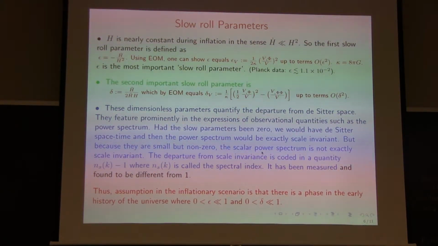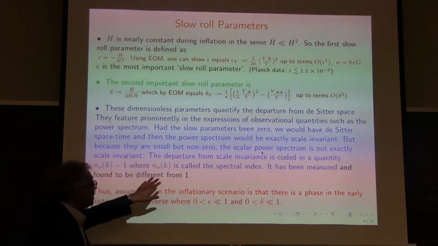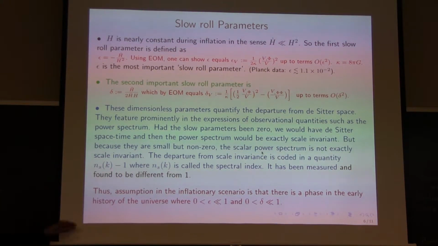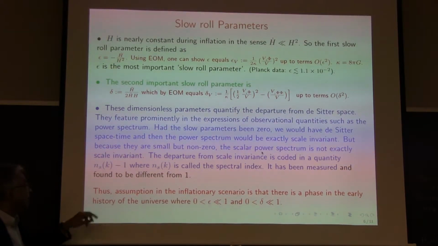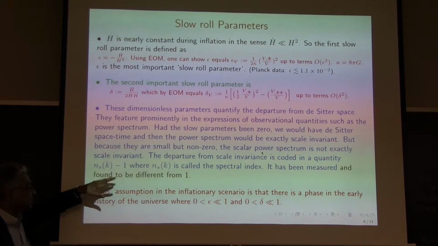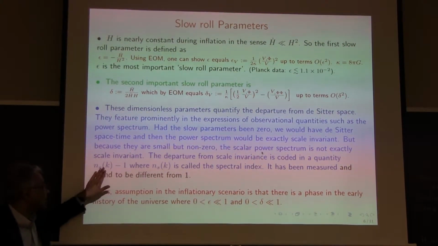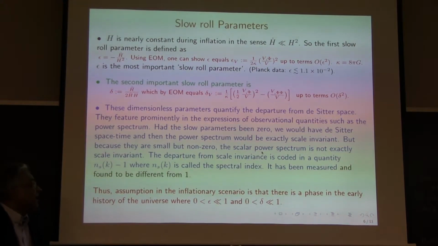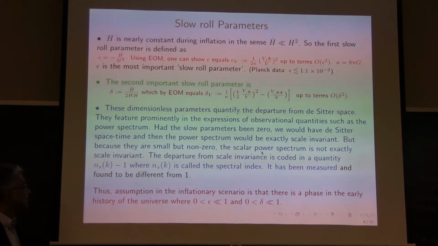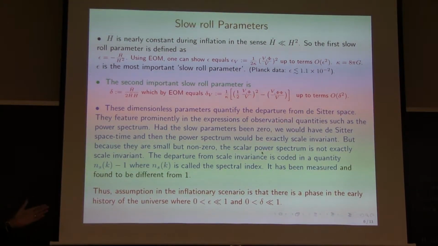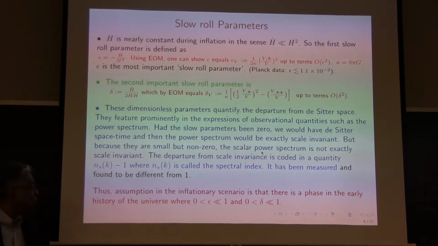Had the slow roll parameters been 0, we would have de Sitter space-time, and then the power spectrum would be exactly scale invariant. But because they are small but non-zero, the scalar power spectrum is not exactly scale invariant, and the departures from the scale invariance are coded in a quantity called the spectral index. For scalar perturbations, one writes the departure as ns minus 1, not ns, but ns minus 1. So if ns were equal to 1, there would be no departure from exact scale invariance, but now there is a small departure. And so ns is almost equal to 1, but not equal to 1.